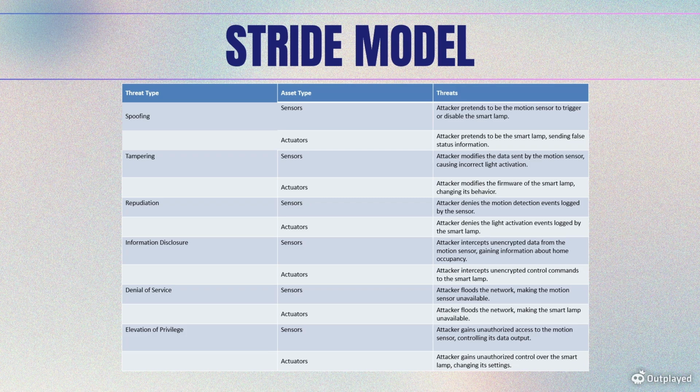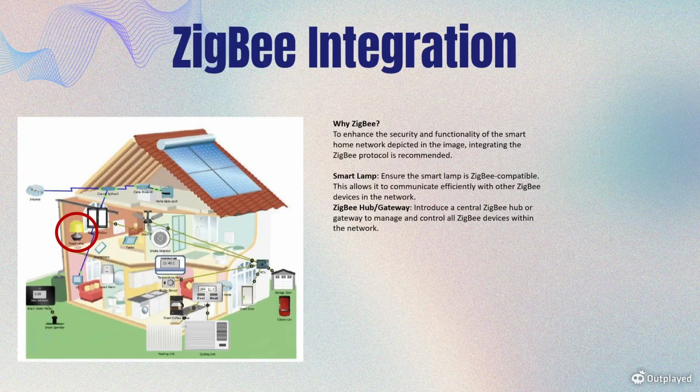Next and lastly, elevation of privilege. For sensors, the attacker gains unauthorized access to the motion sensor, controlling its data output. For actuators, the attacker gains unauthorized control of the smart lamp, changing its settings.